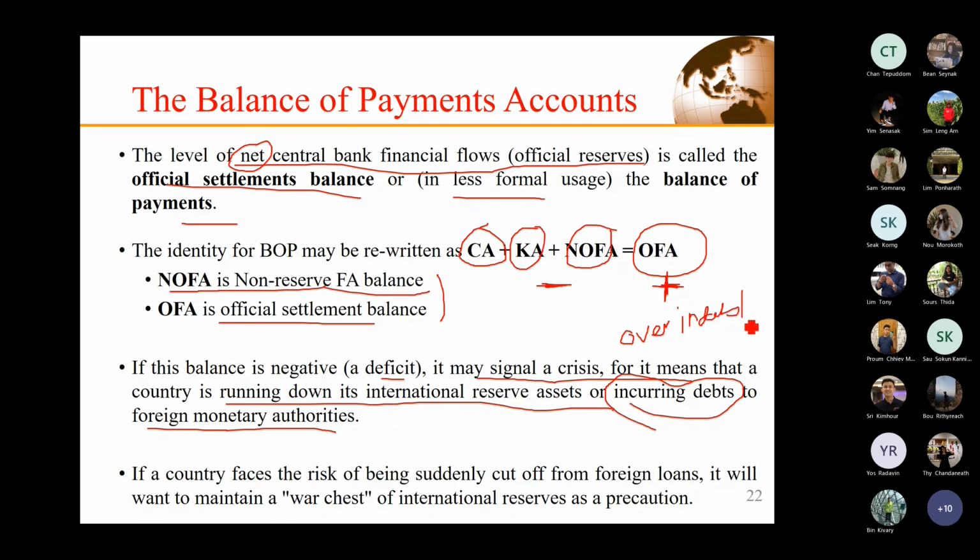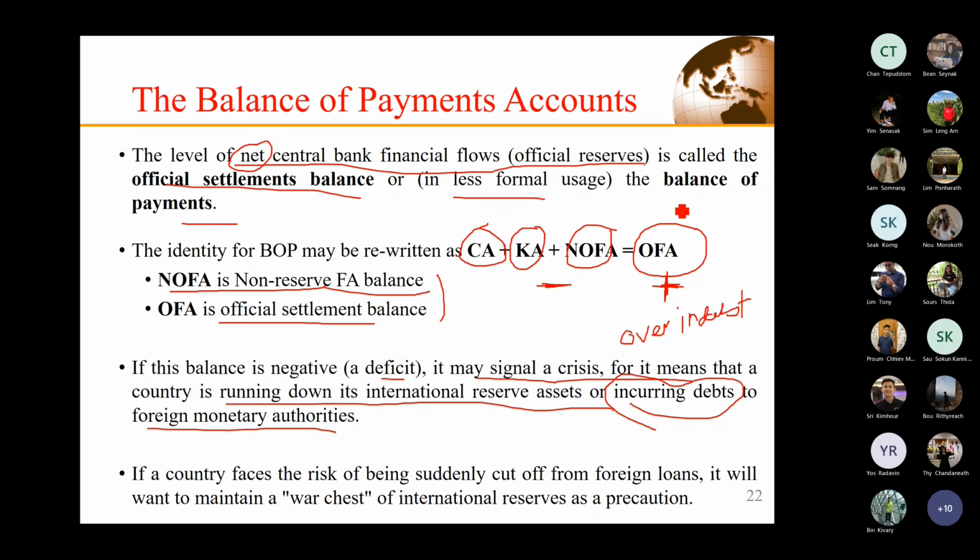Okay, in debt. It means that your debt is too much, and you may not be able to pay back. So the official balance settlement would tell us some very important pieces of information. When it is negative, it means that your country is having some kind of problem.